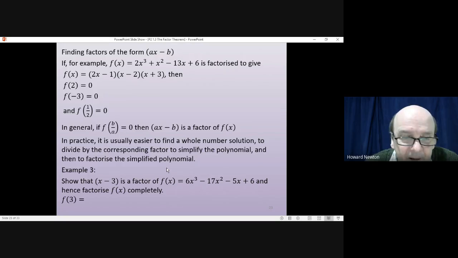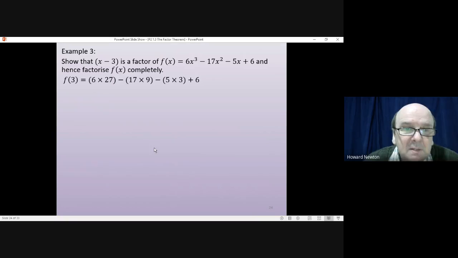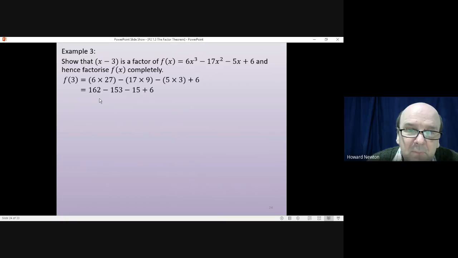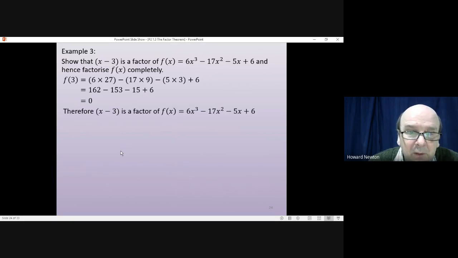Okay, let's have a look. So we need to put 3 into the function first of all to see if that works. So if we put 3 into the function, we get 6 times 3 cubed, then minus 17 times 3 squared, minus 5 times 3 plus 6. Put all of that into the calculator, and you do get 0 for the answer. So that's all you need to do to prove that x minus 3 is a factor of this.